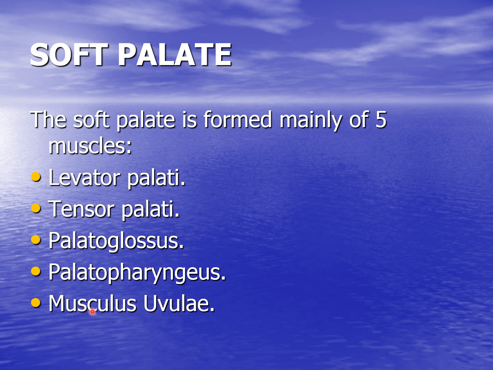The last one, which is called musculus uvulae, is present only in the uvula. So it is present in the middle part of the soft palate. It originates from the posterior nasal spine, which is in the middle part of the palatine crest. This muscle is very short. It is inserted into the covering mucous membrane. So when it contracts, it shortens the uvula.